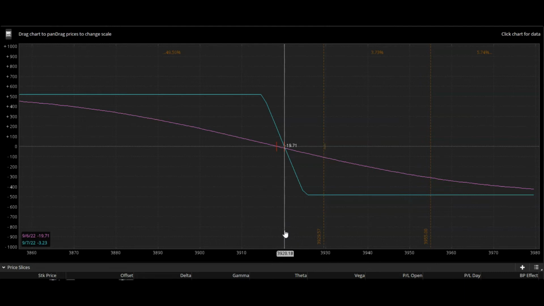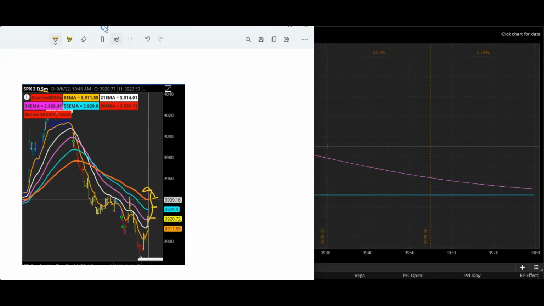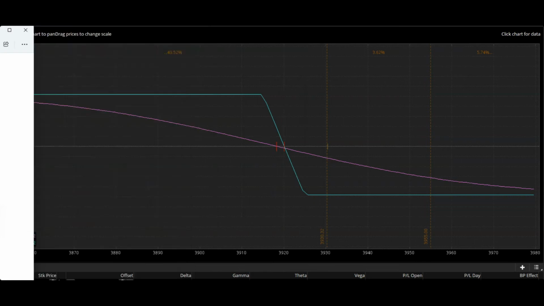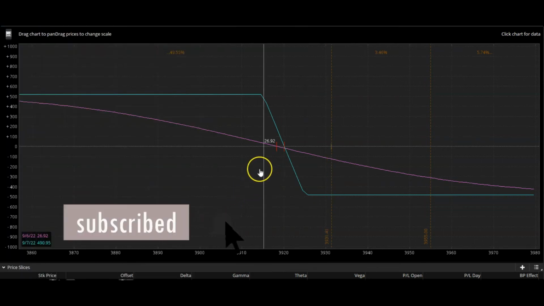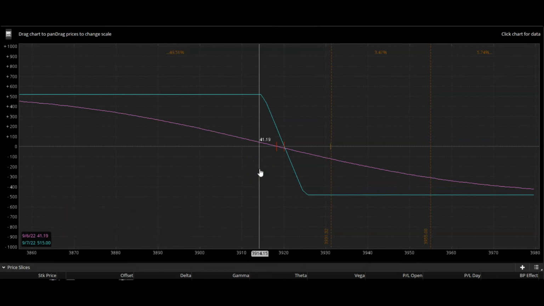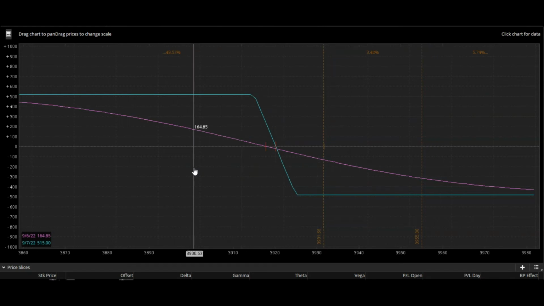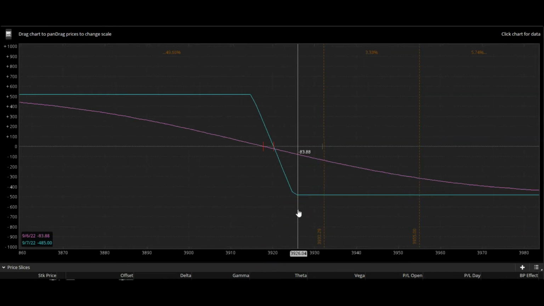If I'm right, and these exponential moving averages do come in and play as resistance, we could potentially roll over into the end of the day under 39.15 at expiration. This spread makes $5.15 in profit, and if we are above 39.25 at expiration, the spread is going to lose the debit paid, which is $4.85.